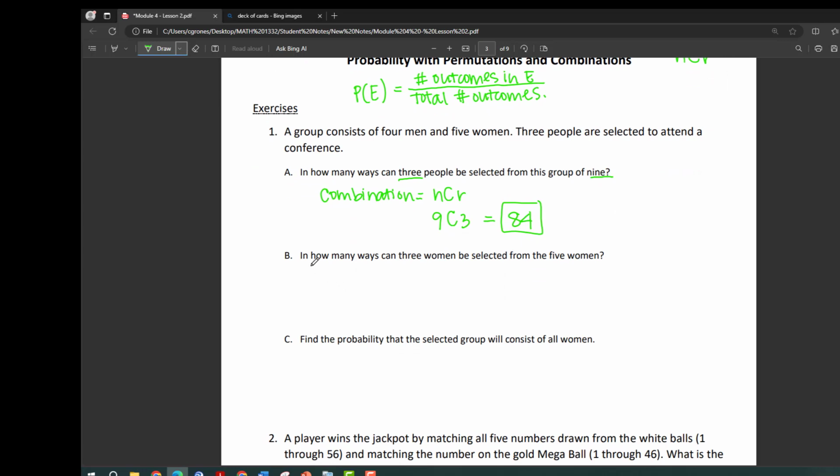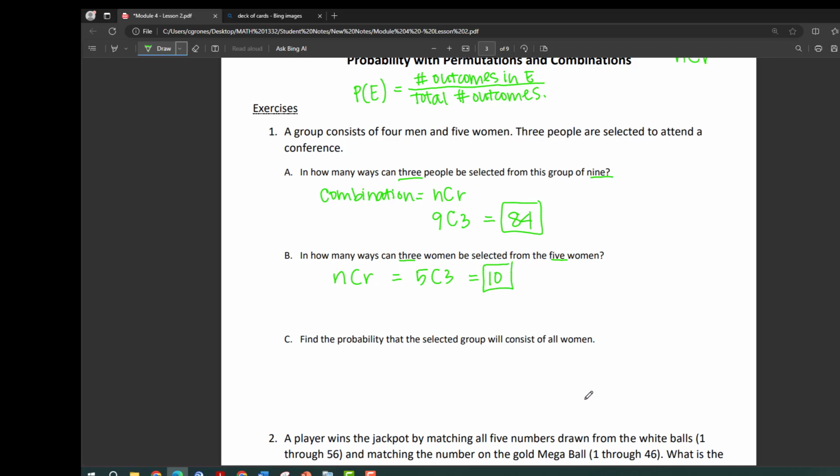So part B says, in how many ways can 3 women be selected from the 5 women? So we're still using a combination. We're still using nCr. But this time we are only looking at the women. So we have 5 total women and we are choosing 3 of them. So we'll do 5C3 in the calculator and you should get 10.